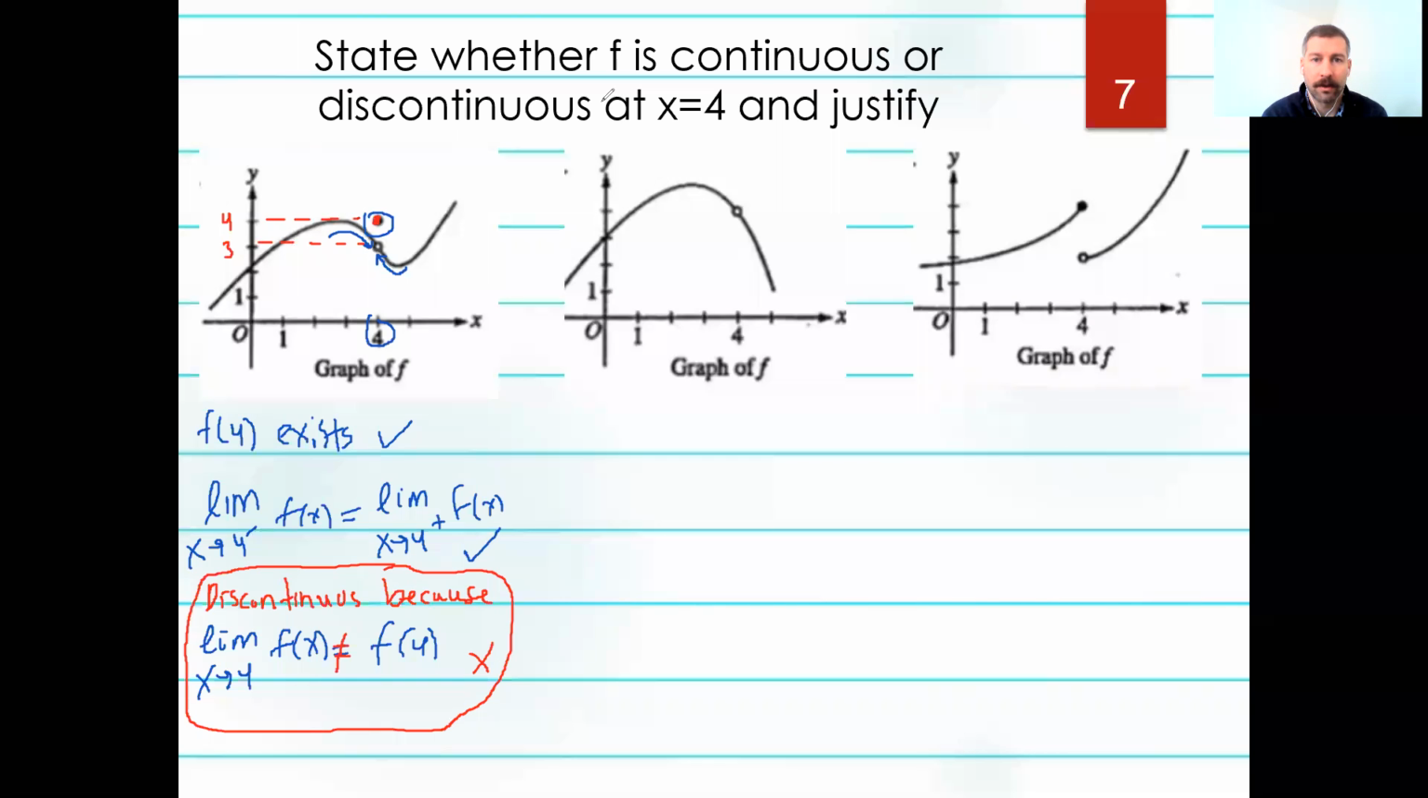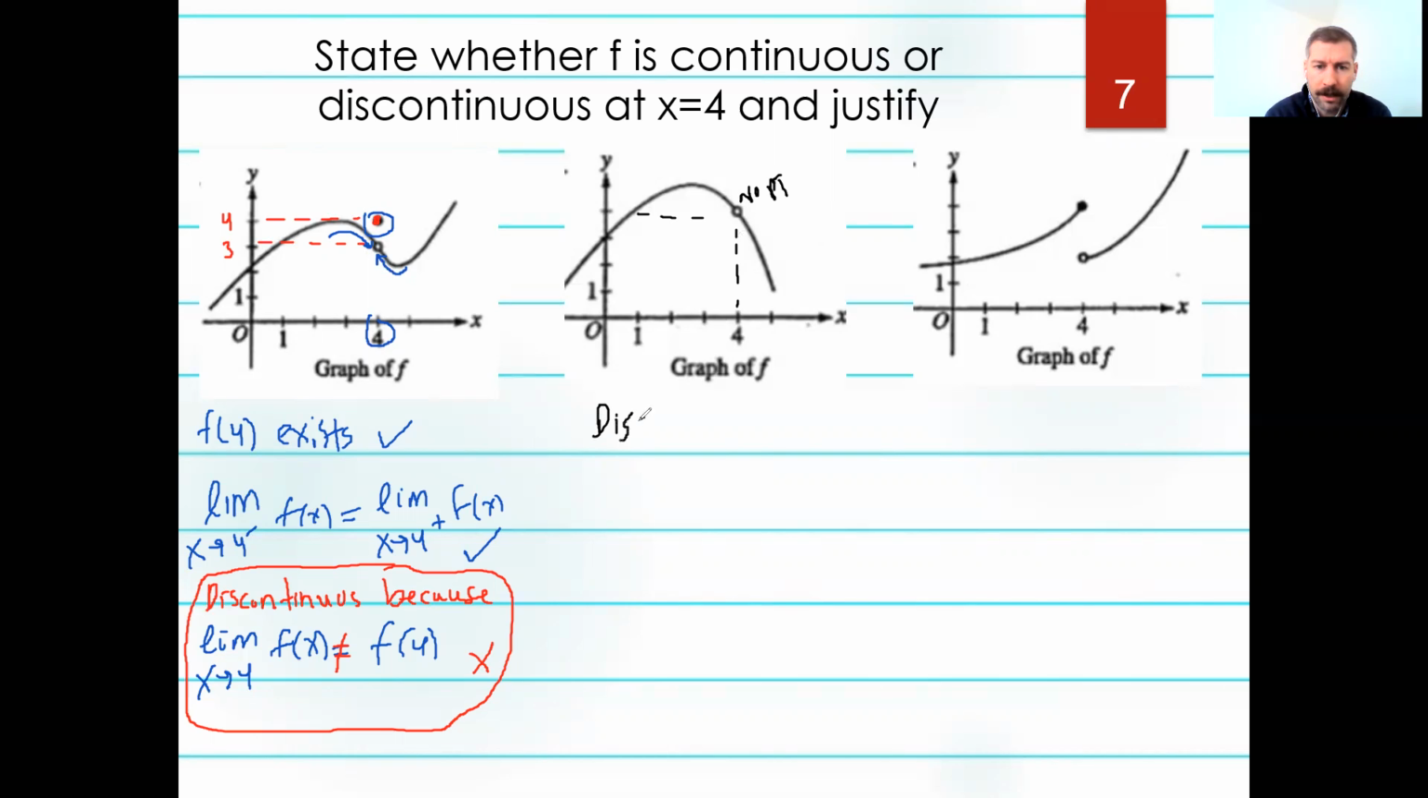Now let's take a look at this next one and see if we can maybe not do all of this checking, but actually just identify it by looking at it. And we can see here, there's a little open circle. Is that okay? Well, if I look at my definitions again, does f of 4 exist? It doesn't, because there is no point there. In the last one it was a floating point, but here there's no point at all. So which condition does that fail? Well, that would be the first one.